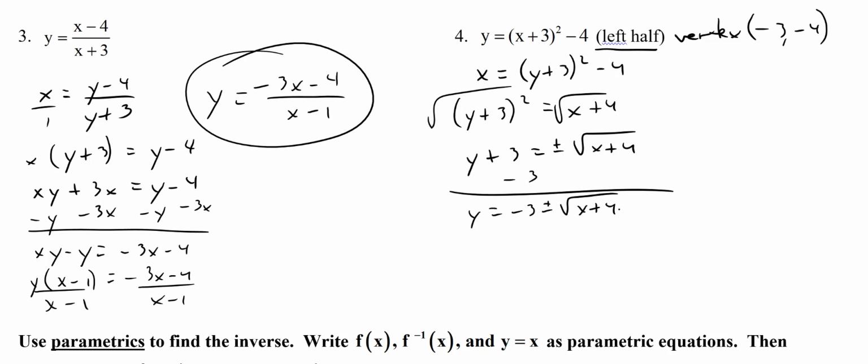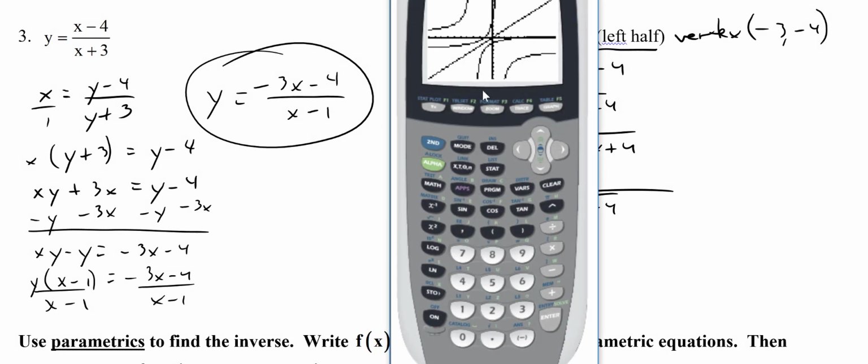Now remember, guys, it was the left-hand side, which is the negative side. You guys agree? The negative side? So we'll keep the negative. So let's erase that right there, and we'll keep the negative. So that's what it is. Y is equal to negative 3 minus the square root of x plus 4. Okay, so let's go ahead and graph this one too, and then we're going to do the domain and the range in a second here.